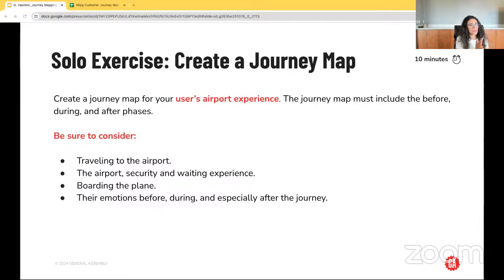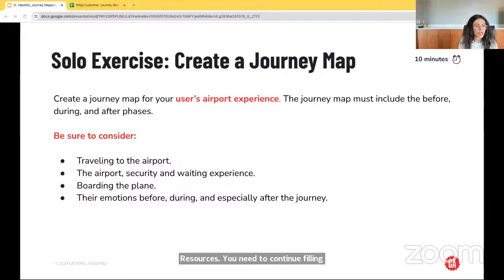All right. So time's up, but we've equipped you with all the resources you need to continue filling out this customer journey map. I encourage you to really take the time to complete this map to give you a sense of how to start thinking about what it means to empathize with your target audience using actual data provided by your target audience.